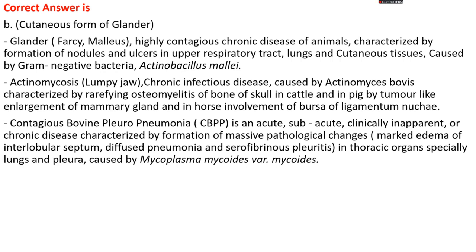Okay. Contagious bovine pleuropneumonia, that is CBPP, is an acute, subacute, clinically inapparent or chronic disease, mainly characterized by massive pathological changes like marked edema of interlobular septa, diffuse pneumonia, and serofibrinous pleuritis in thoracic organs, especially the lungs and pleura. It is mainly caused by Mycoplasma mycoides, variety mycoides.